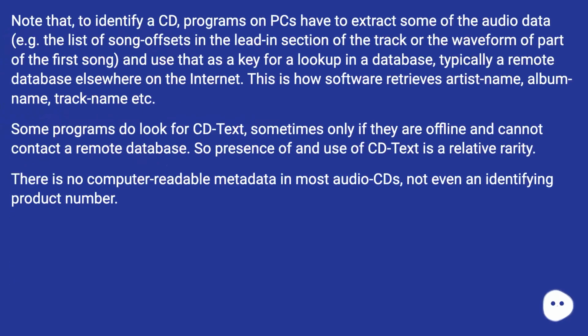Note that, to identify a CD, programs on PCs have to extract some of the audio data, e.g. the list of song offsets in the lead-in section of the track or the waveform of part of the first song, and use that as a key for a lookup in a database, typically a remote database elsewhere on the internet. This is how software retrieves artist name, album name, track name, etc.